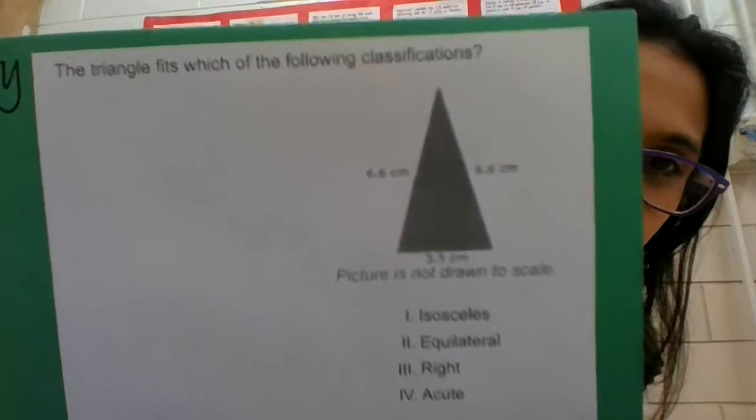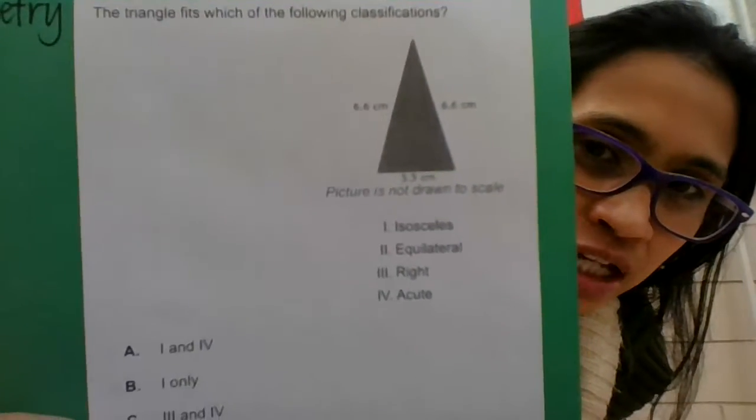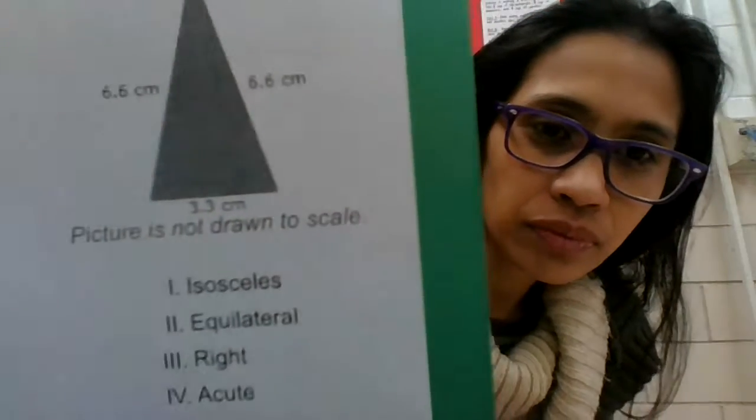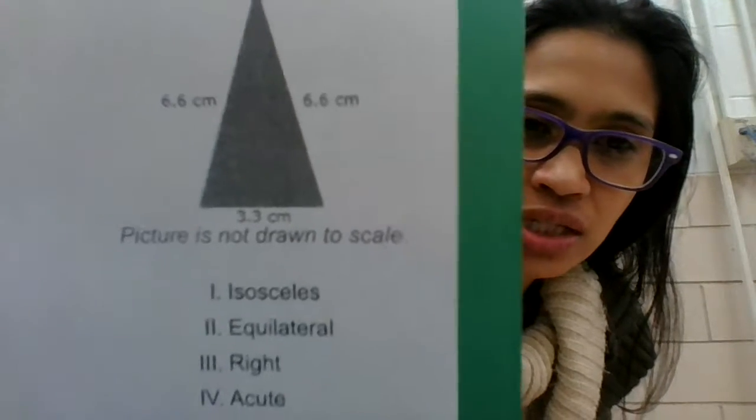This is question number 10. That is it for the first 10 questions. You should have your notebook with you. This domain is geometry. The question says the triangle fits which of the following classifications? Picture is not drawn to scale. That means it is not perfectly even.